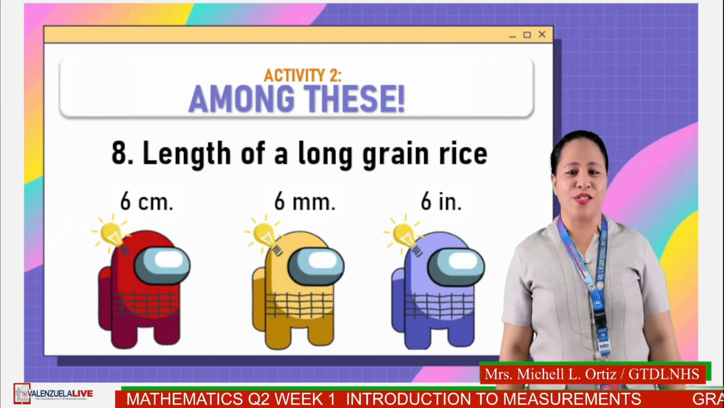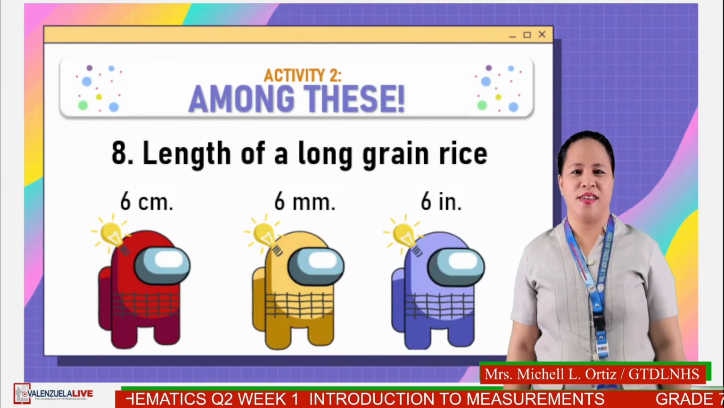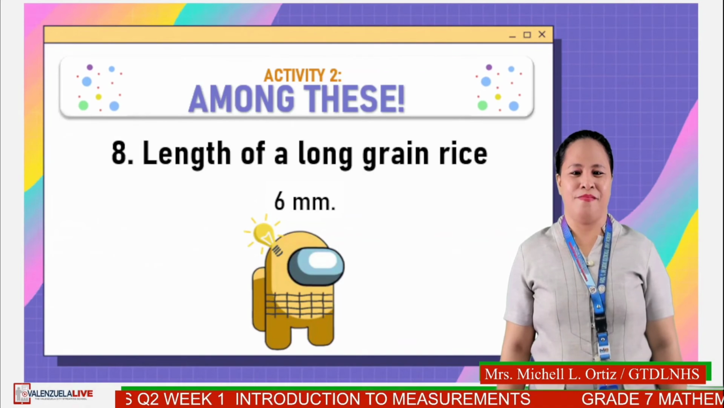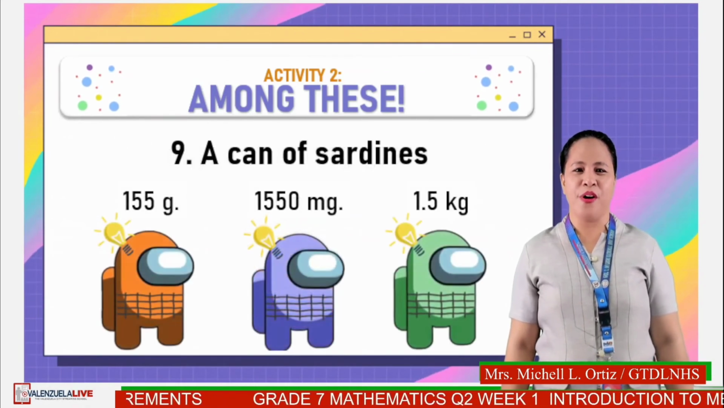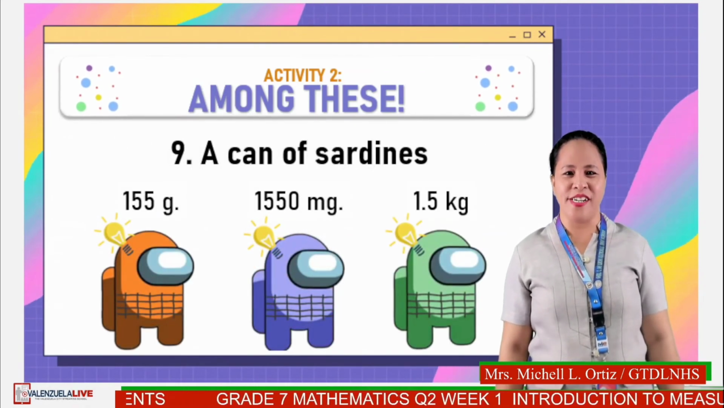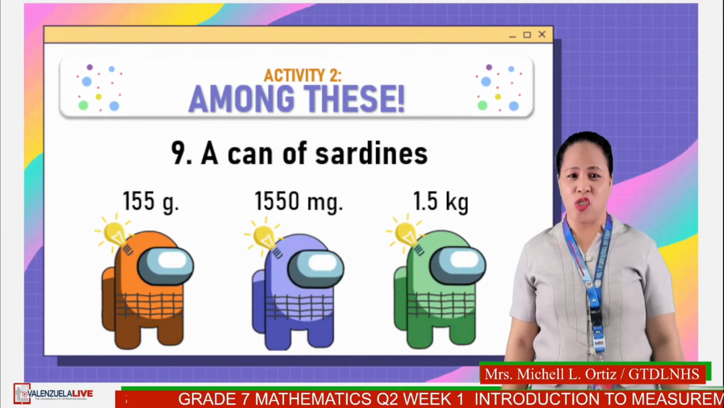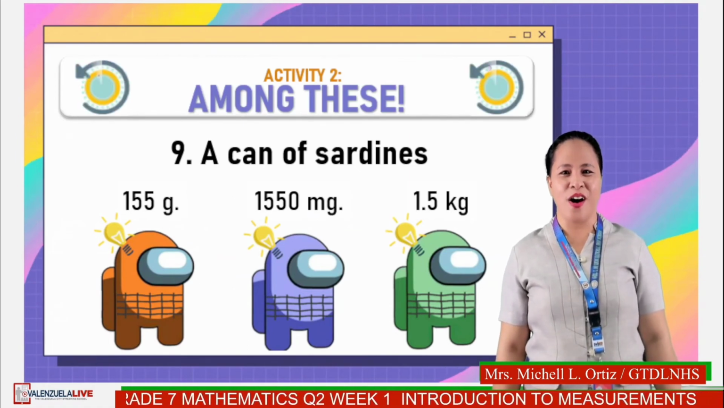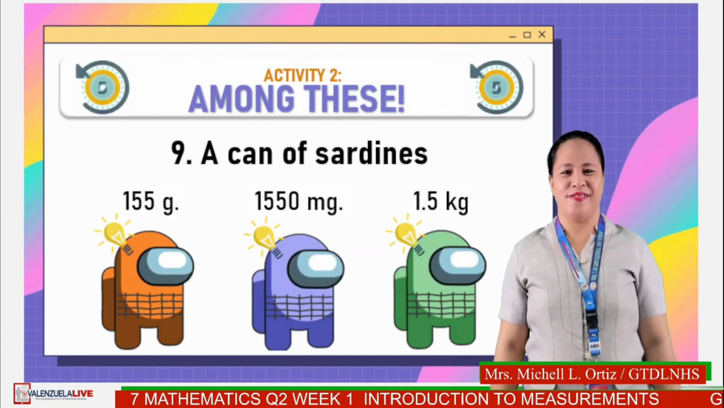The correct answer is yellow, 6 millimeters. Number 9. A can of soybeans. Is it orange, blue, or green? 5 seconds. Go!